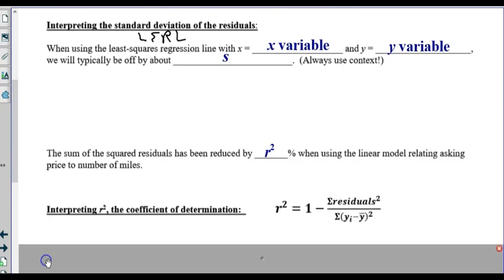And then r squared, again, here is how to calculate r squared. We're not going to do that. We're just going to change r squared to a percent and write this statement. So it's going to be the same statement. You're just going to fill in the blank with r squared turned from a decimal into a percent.